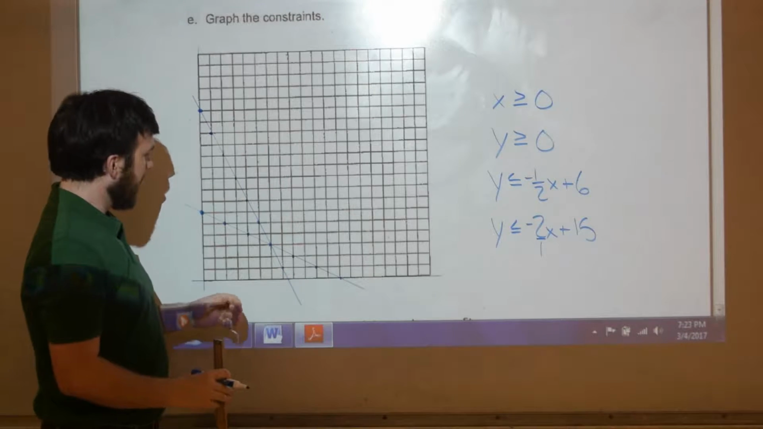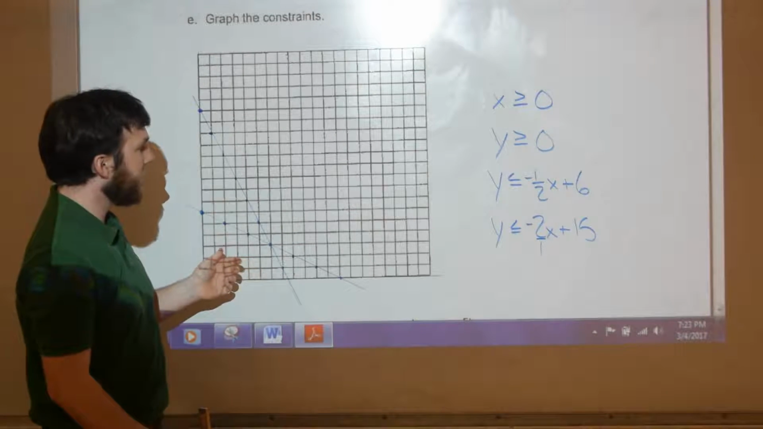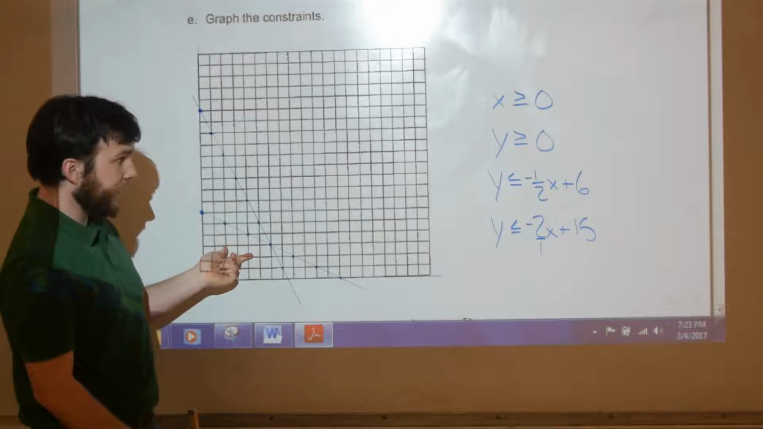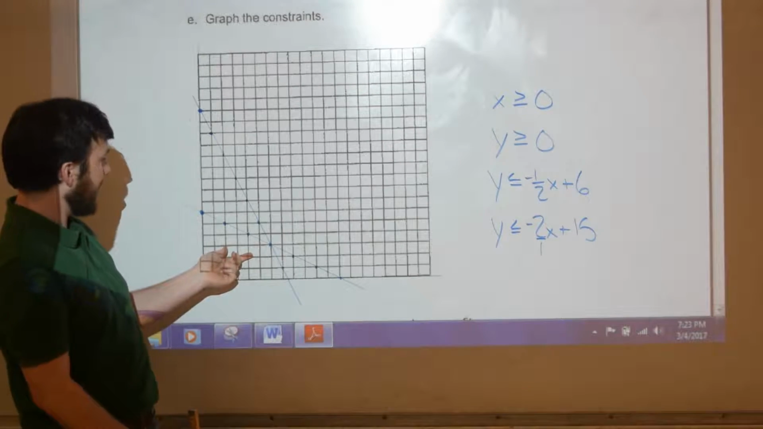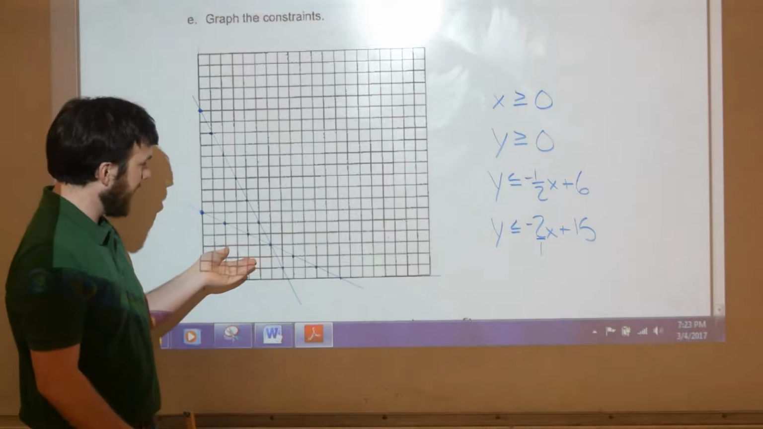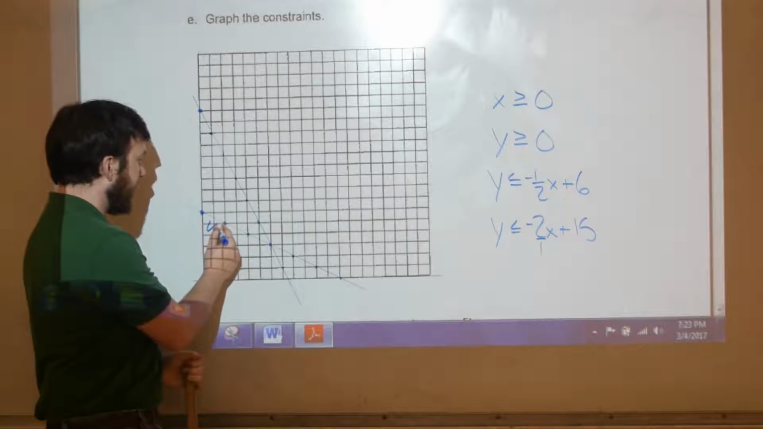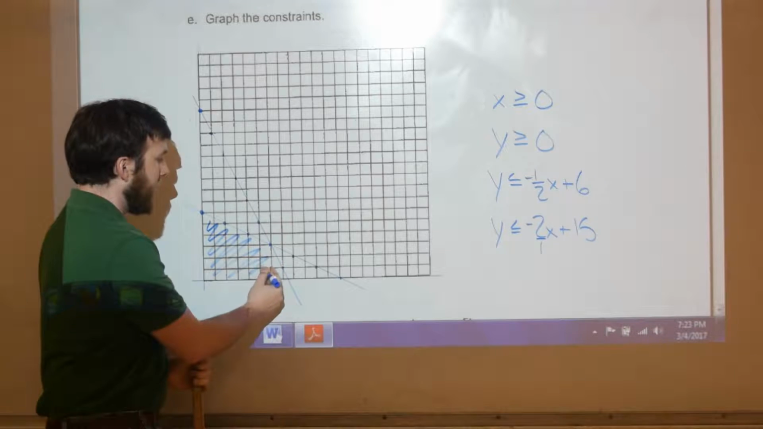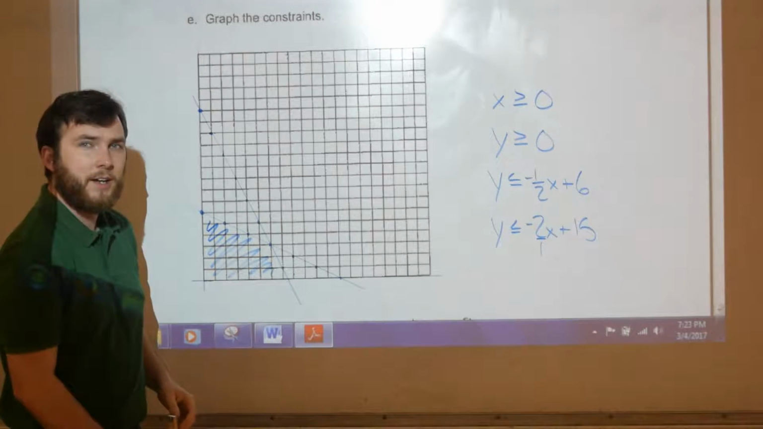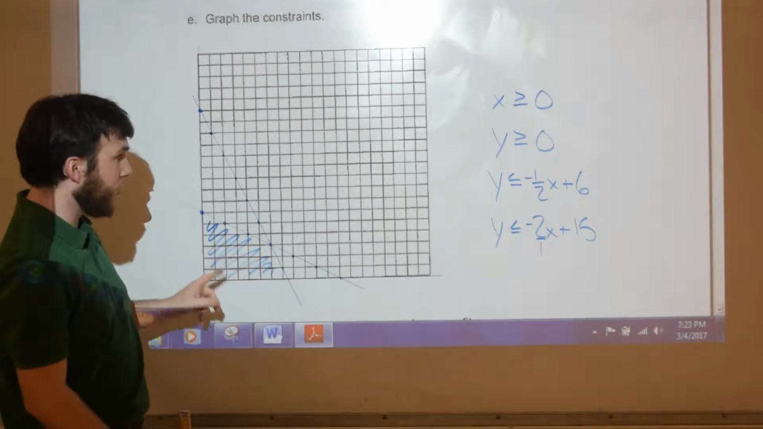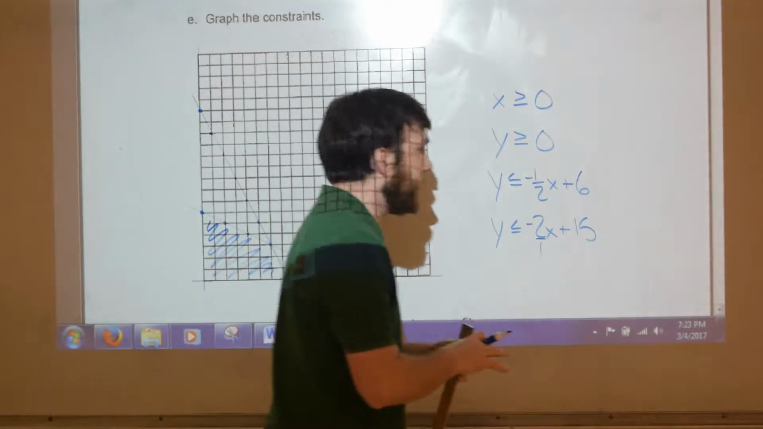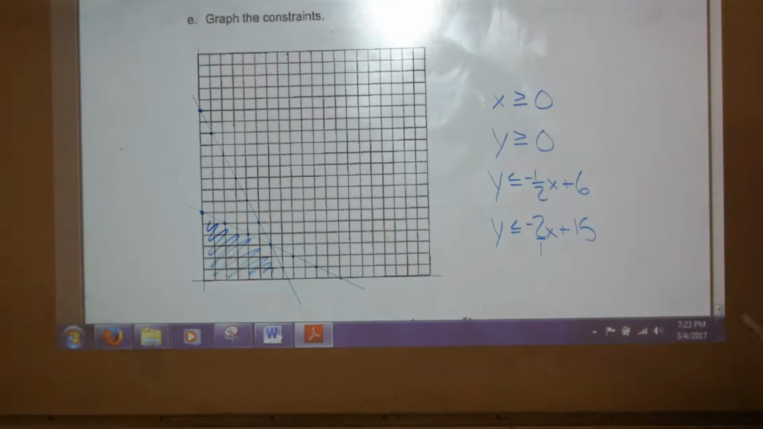Okay. Let's see. If we think it's this section, we need to be less than our third line, and we need to be less than our fourth line. So, yep. I like it. Now we just need to plug the 4 corners into a table, into our profit equation.